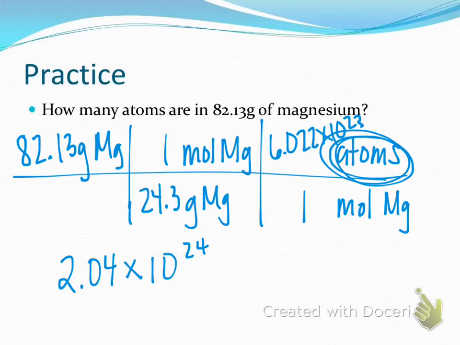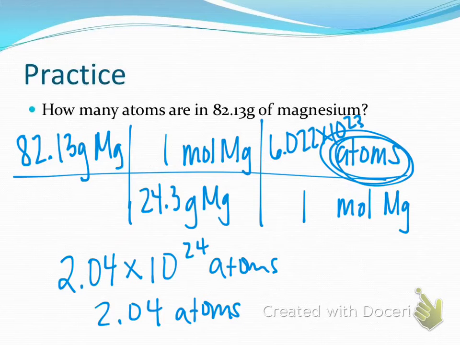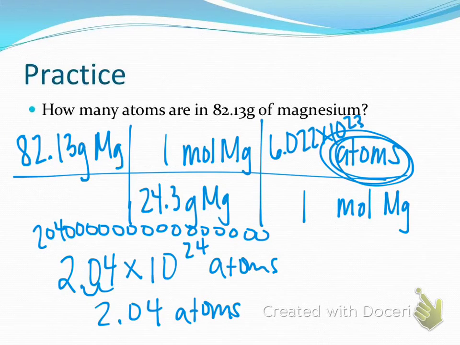It's okay. If we just write 2.04 atoms, are these two numbers the same? Not even close, right? This one is really 204,000,000 with 22 zeros tacked onto the end. So that's a lot more atoms than 2.04. So don't just leave off that times 10 to the something.